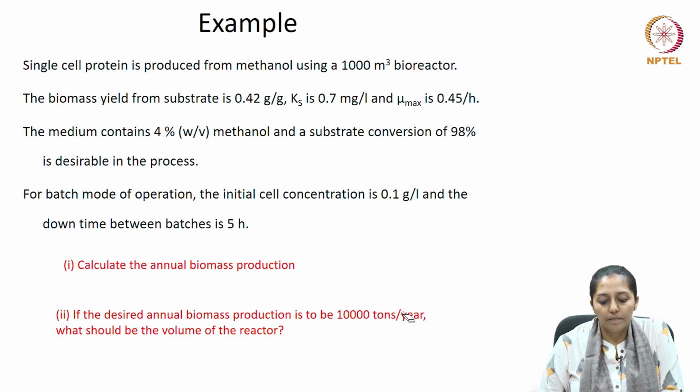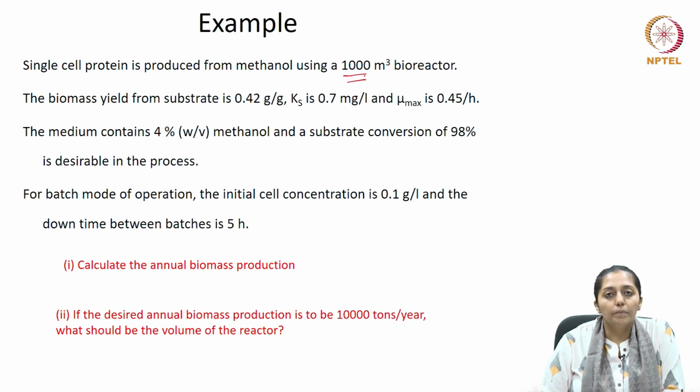Single cell protein is produced from methanol using a 1000 meter cube bioreactor. So here methanol, I hope you can understand, will be the substrate, and the volume of the bioreactor is also given to us, which is 1000 meter cube. The biomass yield of the single cell protein from the substrate is given as 0.42 grams per gram.